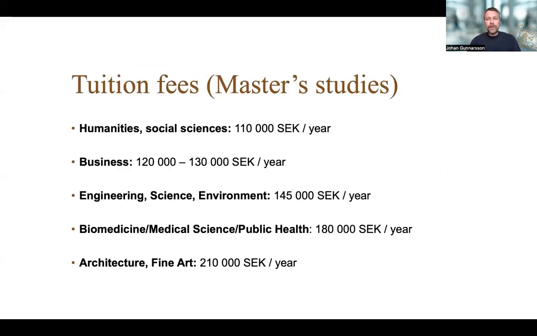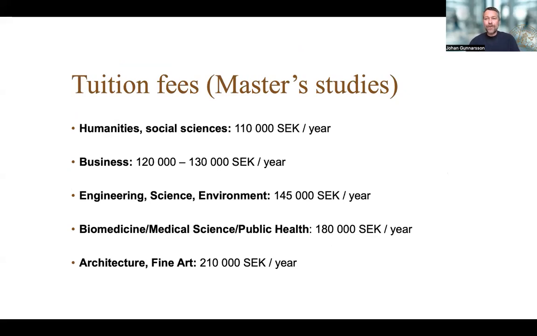Now, for non-EU/EEA students, there are tuition fees for our degree programs here in Lund. And the fees are different from program to program, or subject area to subject area, perhaps you might say. So at the cheaper end, we have programs in, for example, the humanities and social sciences, and these cost around 110,000 Swedish krona per year.